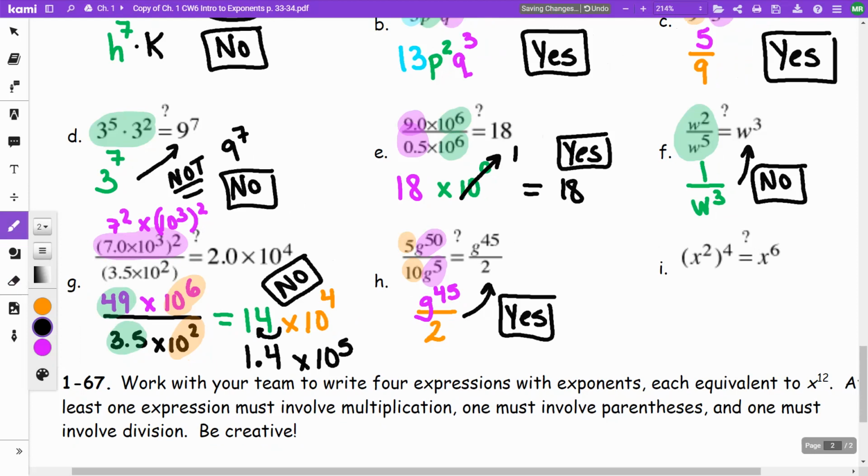And on the last one, when I have a power to power, what I'm going to do is multiply that, and that's actually going to be x to the 8th, not x to the 6th, so this is no.